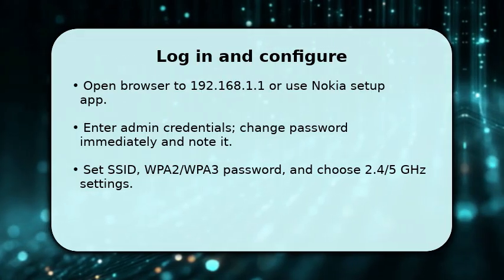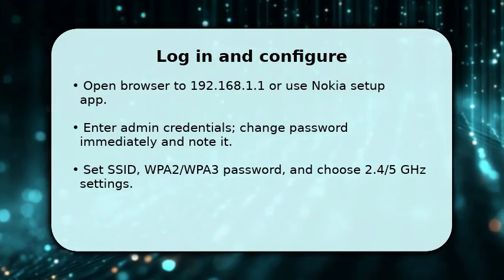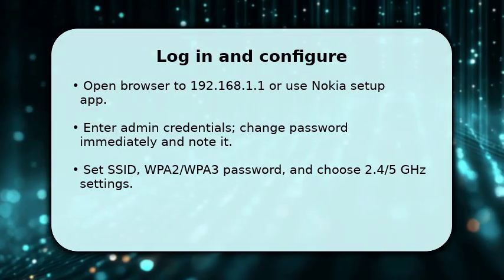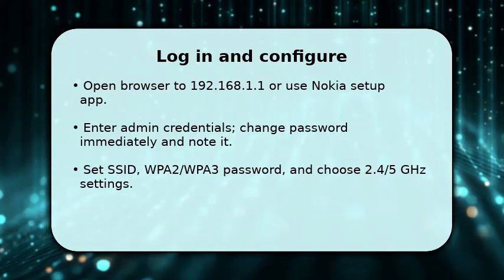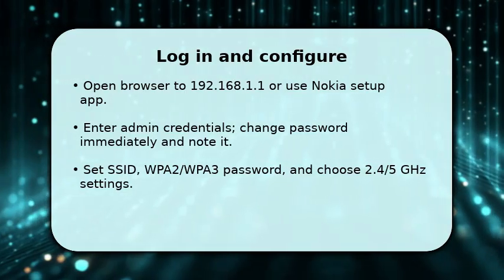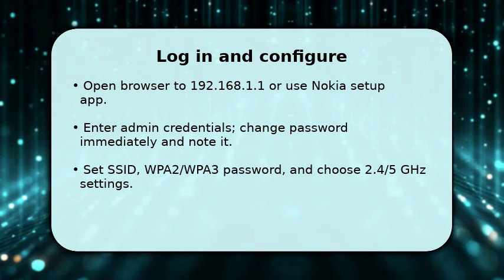Change the admin password immediately for security, and then set a distinct SSID and a strong WPA2 or WPA3 passphrase so neighbors can't join. Once done, pick channels and decide whether to enable both 2.4 and 5 GHz bands. Choose 5 GHz for bandwidth and 2.4 for range.